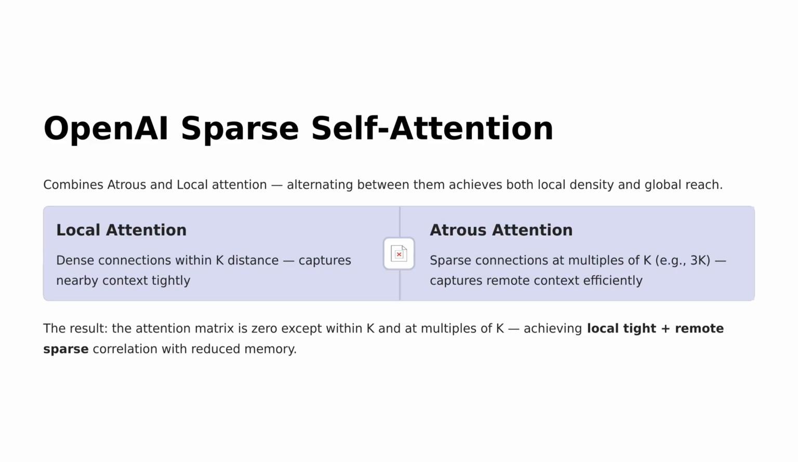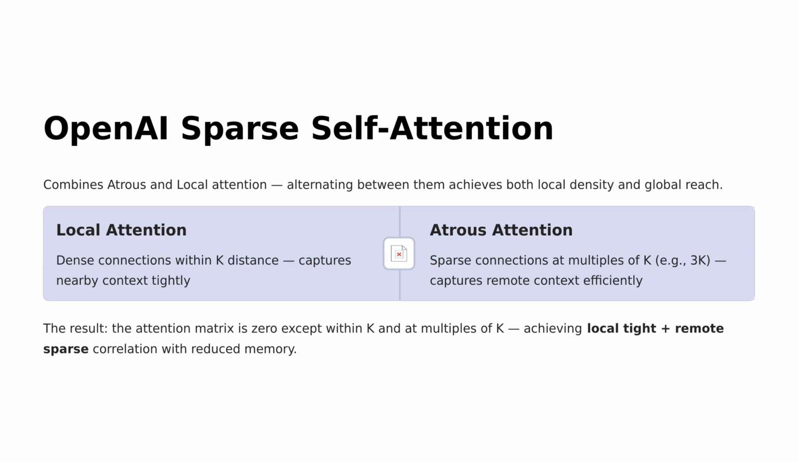Today we're exploring OpenAI's Sparse Self-Attention, which smartly combines Atrous and local attention. By alternating between these, we achieve both local density and global reach. Local attention ensures dense connections within a k distance, capturing nearby context effectively. Meanwhile, Atrous attention creates sparse connections at multiples of k, efficiently reaching remote contexts.